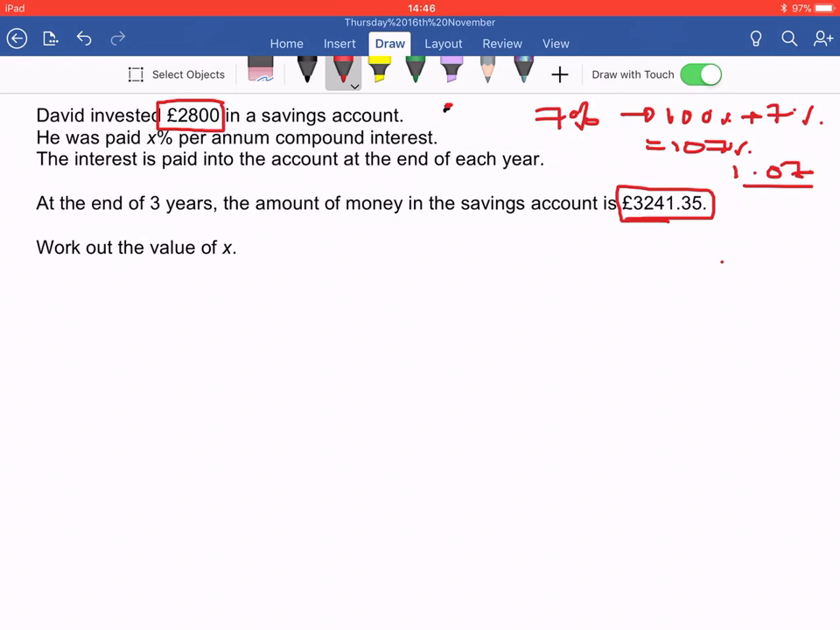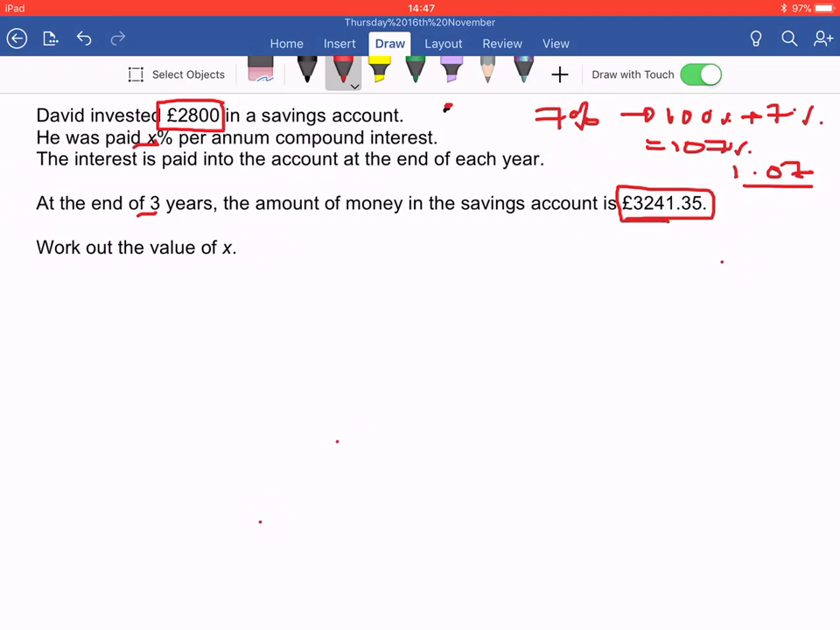Okay. So we have how much we had at the beginning, yes? Yes, we do. We have how much we had at the end? Yes. What do we not have? We don't have the amount of interest. But we do have how many years it's paid over. So what we can do, should we set it up?